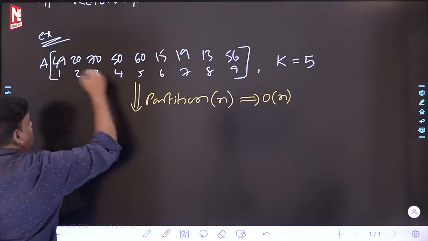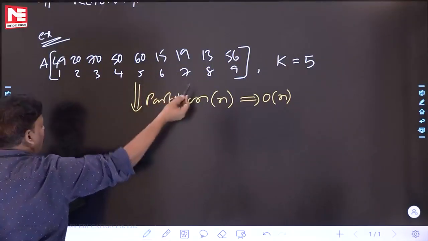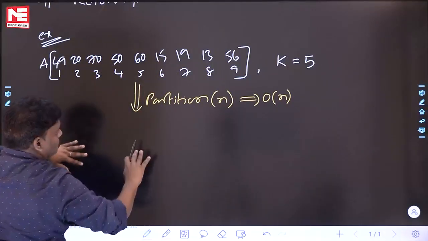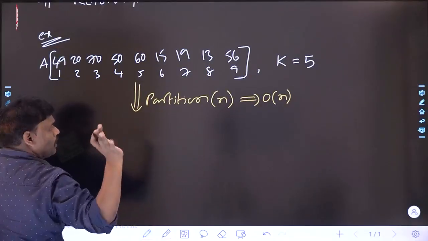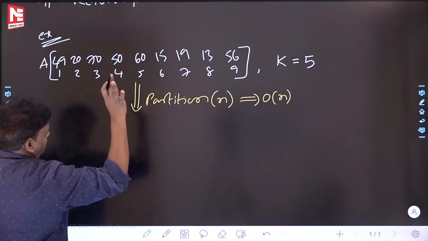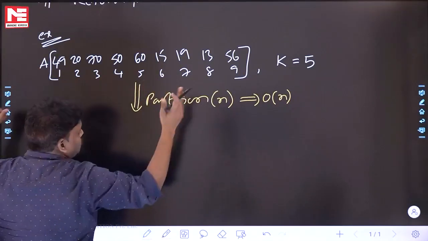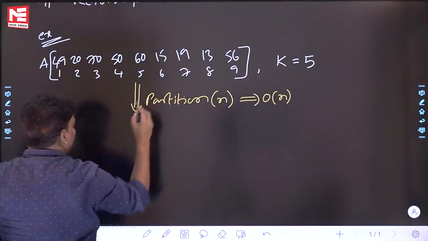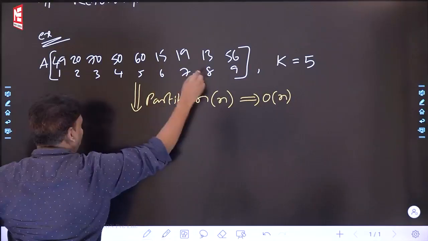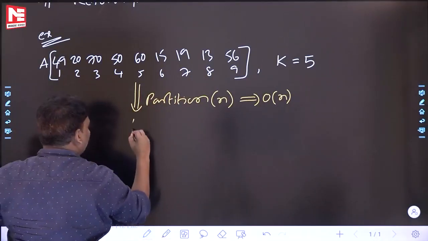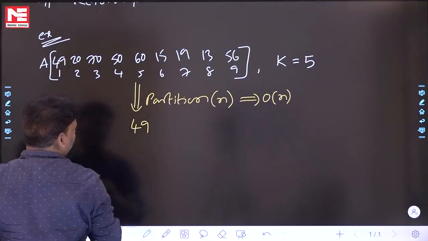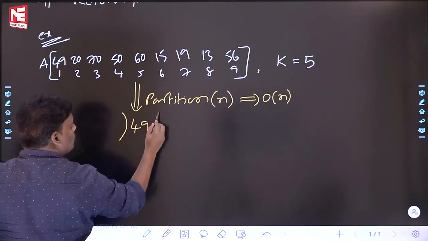Now what will happen after the partition algorithm? The pivot element will go to its correct place. Let me write the idea of the partition. You know the partition algorithm very well. In an examination, whatever partition algorithm you know, just apply that. I am roughly writing the major point. In this array, if you apply partition algorithm by taking 49 as the pivot, 49 will go to its correct place. Less than pivot is on one side, more than pivot on the other side.